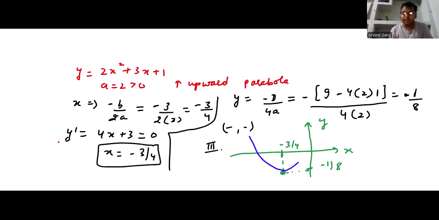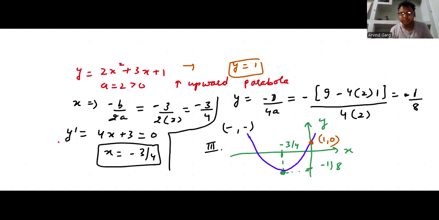Now, at which point will this cut? There is a big question. At what point will this be intersected? At this point, as you know, this is the y-axis, so x is 0. So if you put x as 0, you will get only 1. So this point will be 0, 1. In this way, you need to find it out. And one more interesting point.